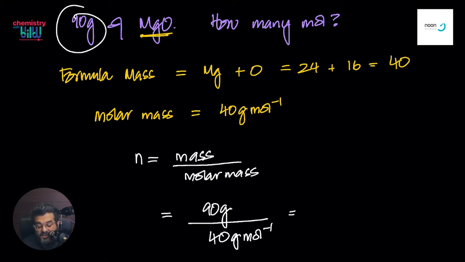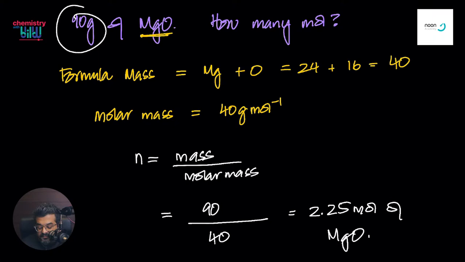You can also just delete the units if you don't want to write the units. 90 over 40. What do I get, 90 over 40? I think it's what? Somebody has that math? 2.25? Thank you. So this is 2.25 moles of MgO. Slowly making sense now? Because now you know why we do this, and you can definitely start applying this now. This making sense? I hope.